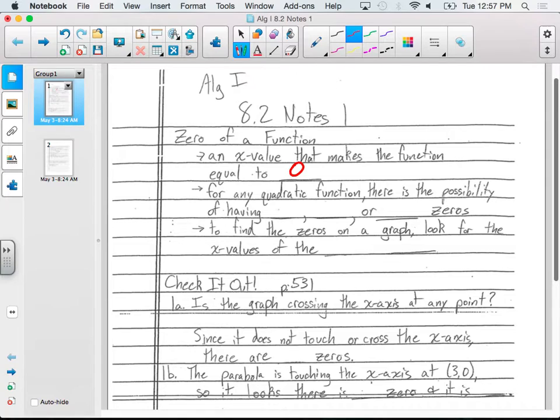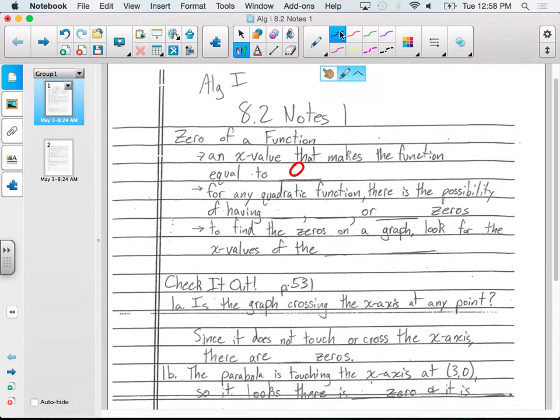Morgan? No zeros? Well, what would that look like if there are no zeros? So here are our coordinates, something like that where it doesn't touch the x-axis. How many zeros does this one have? 0, because it doesn't touch or cross the x-axis. This one has 1, this one has 2.